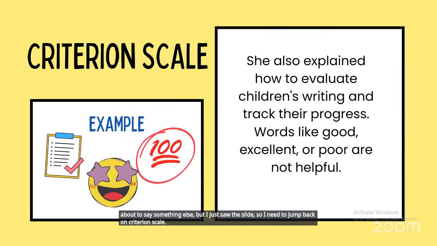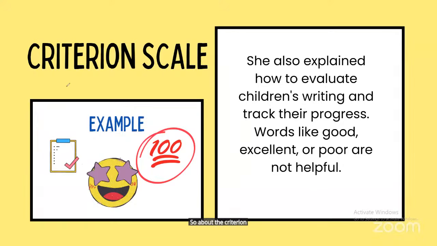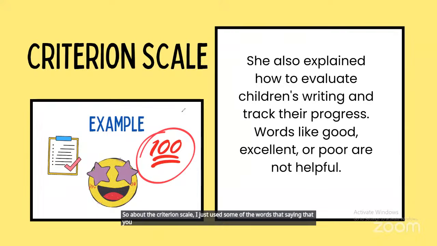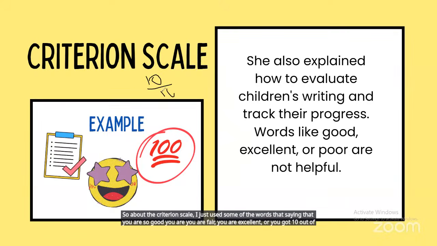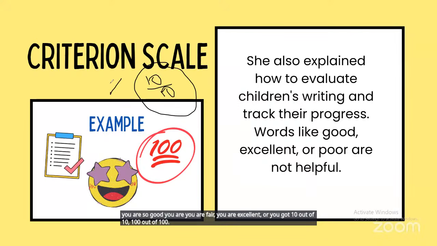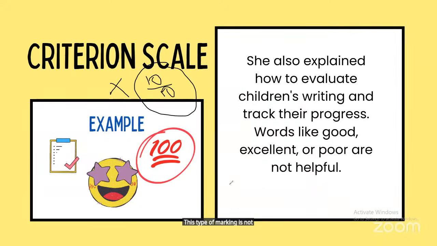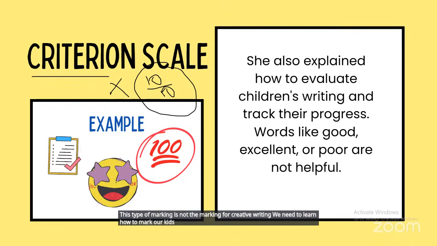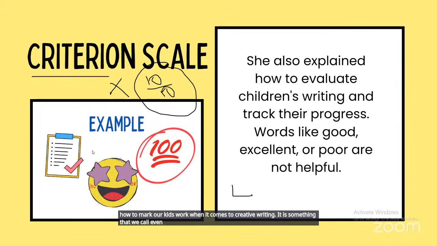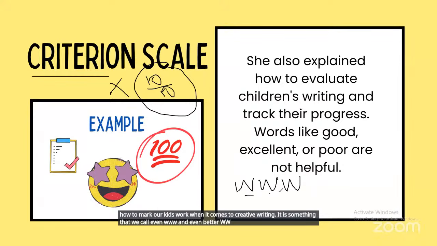About the criterion scale, I just use some of the words saying that you are so good, you are fair, you are excellent, or you got 10 out of 10, 100 out of 100. This type of marking is not the marking for creative writing. We need to learn how to mark our kids' work when it comes to creative writing. It is something that we call WWW and even better if. WWW means what worked well.